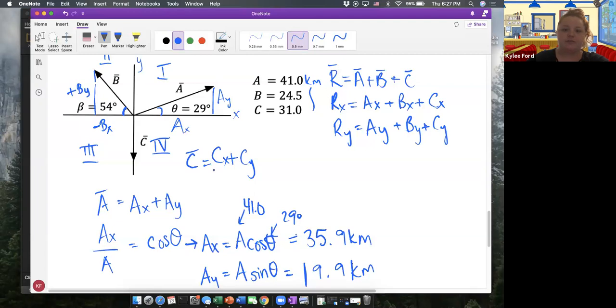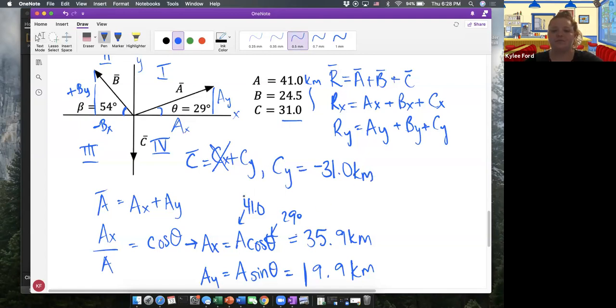Okay, now looking at our c vector, we don't have an x component like we saw earlier in a different example. We don't have an x component, but we do have a y component, okay? And that y component, as you can see, is in either the third or the fourth quadrant. It's kind of on both. And that means that it is negative as well, okay? So our cy is actually going to be negative, and we have our value here is 31.0 kilometers.